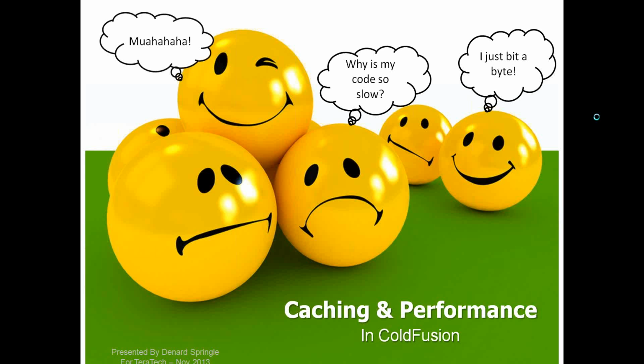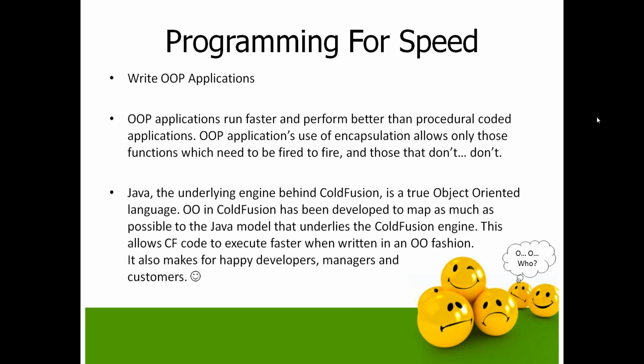All right, let's go ahead and get started. First we're going to talk about programming for speed. There's several things you can do. One of them is to write your applications in an object-oriented fashion. OO and MVC are typically engineered, especially under Adobe and Railo, to function a lot faster than your typical procedural code applications might.